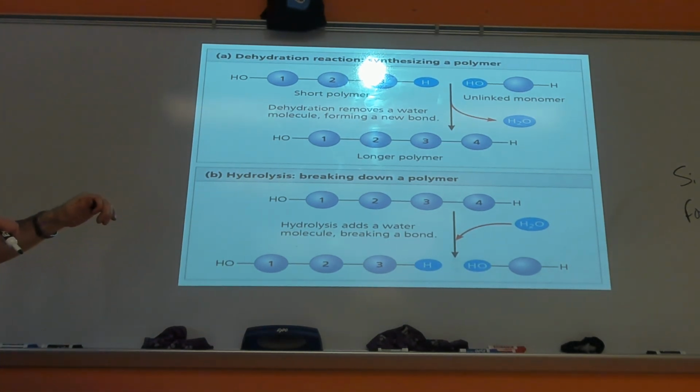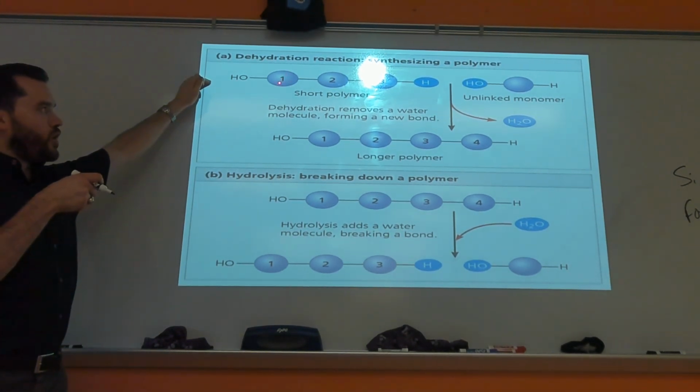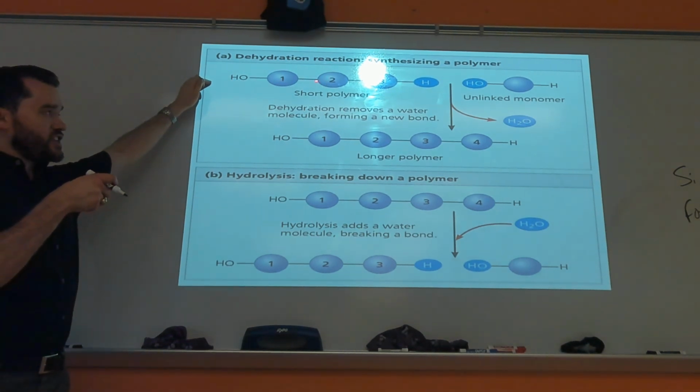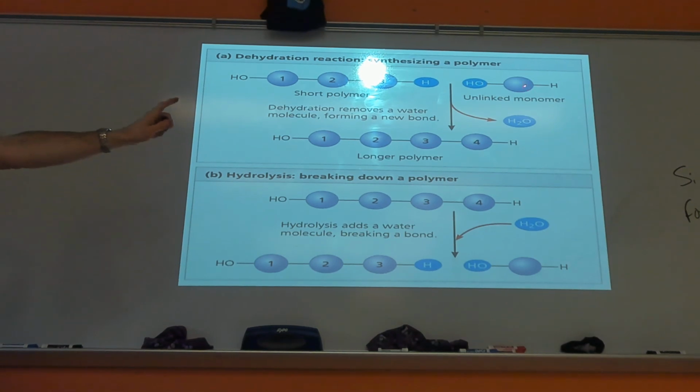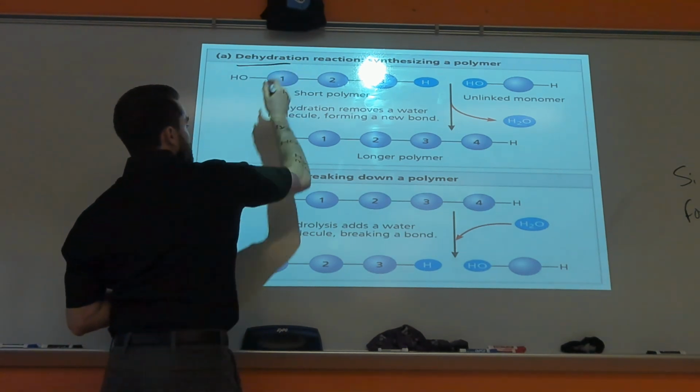Let's say we have a very short polymer. It's made of 1, 2, 3. Each of these spheres is a monomer. If I wanted to link another monomer to this chain of 3 and make a chain of 4, I would want to do what's called a dehydration reaction.